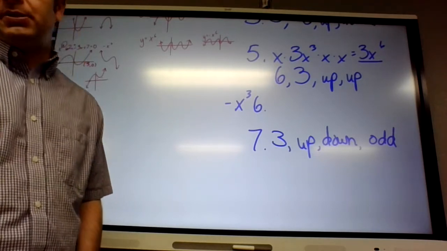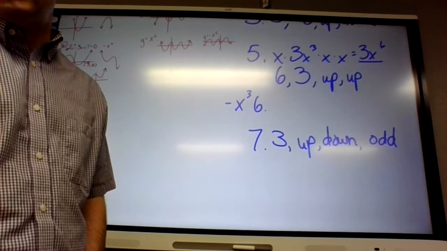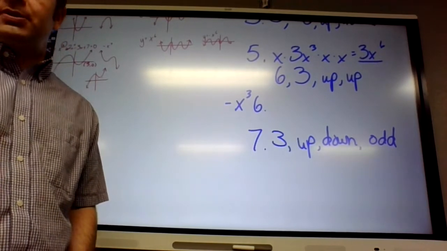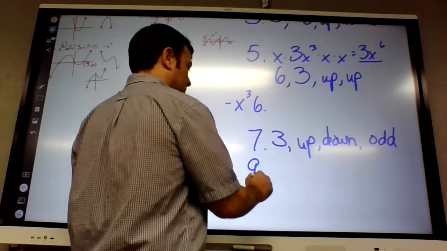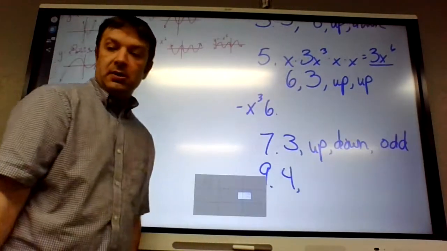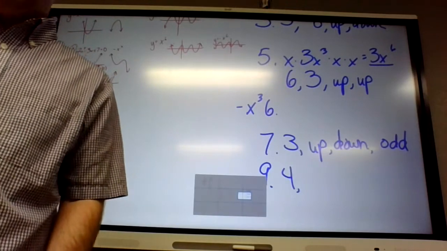Number 9. How many real zeros does number 9 have? How many times does it cross the x-axis? 4. Okay, and what's the end behavior? Down.